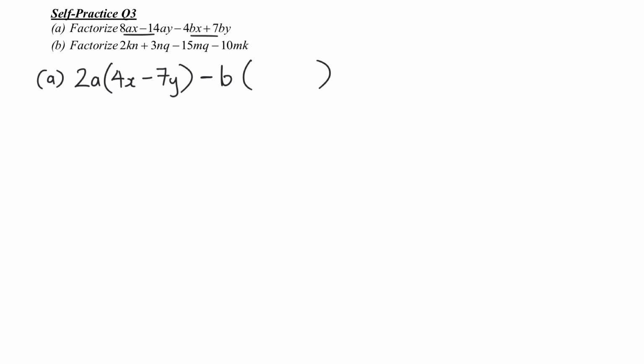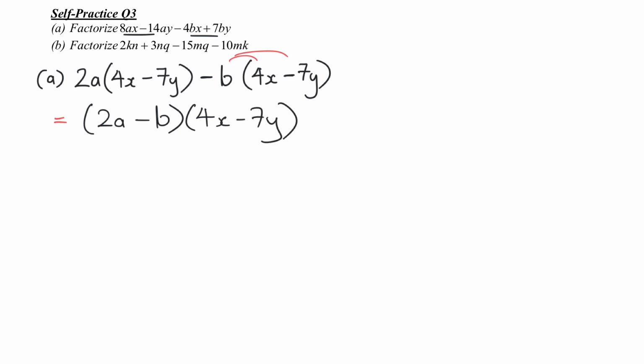When I do that, I will have a positive 4x and negative 7y. Once again, do a quick check. Does it give us the same expression as above? Yeah, I think everything seems to be in order. So we will get the result of 2a minus b multiplied by the same group of 4x minus 7y at the end. Right? Same group.